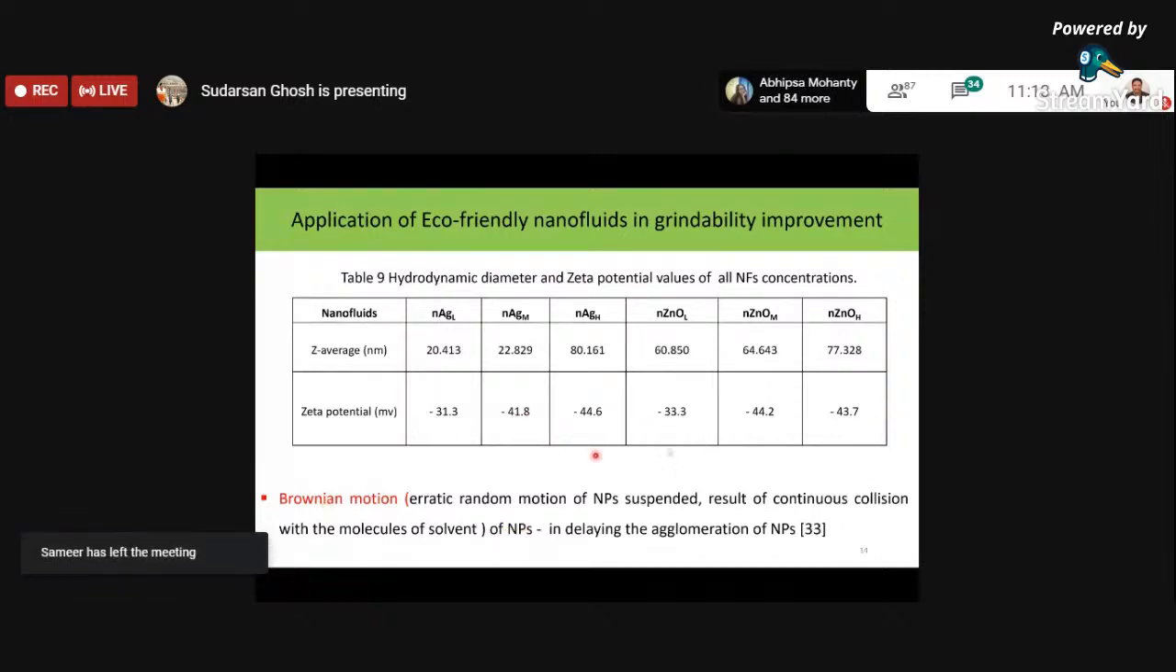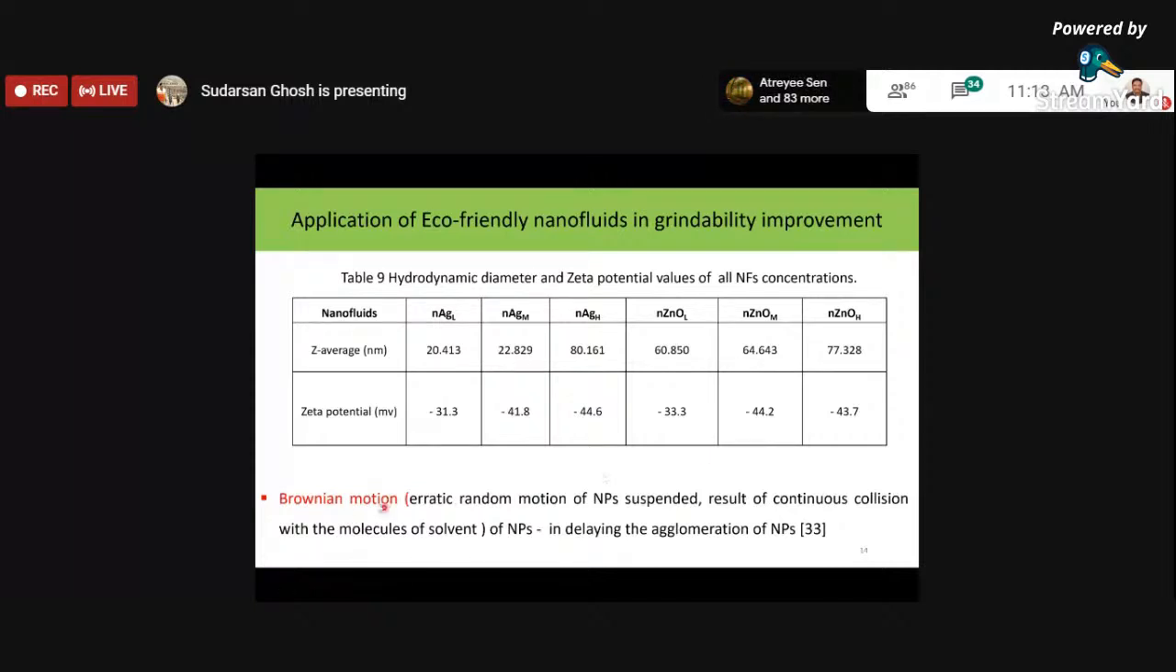The surface charge is negative, so that is why we find the negative potential. But they are well within the threshold limit, so it can be used. And not only that, see these nanoparticles, the whole issue with these nanoparticles is that they have the problem of agglomeration.